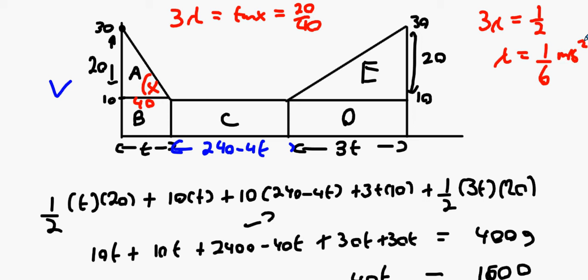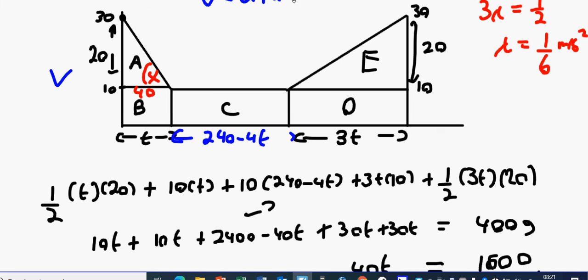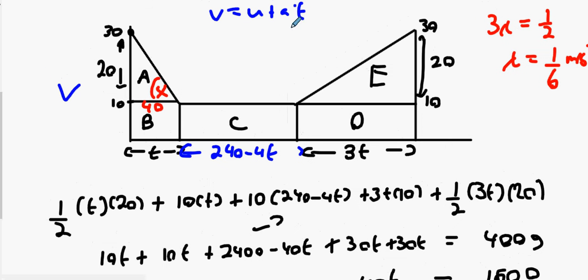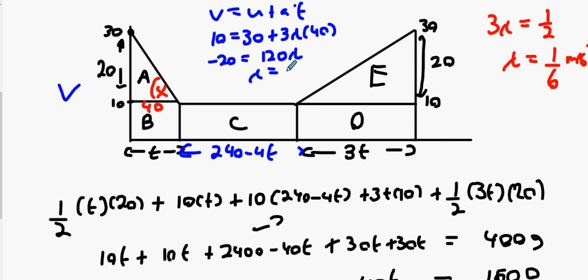Okay with that? I can also use v equals u plus at if you really want. So, v value is 10. So, v equals u plus at. We can use v value of 10, a u value of 30, an a value of 3 pi, and a t value of 40. And what we're going to get is minus 20 equals 120 pi. Pi equals minus 1/6.